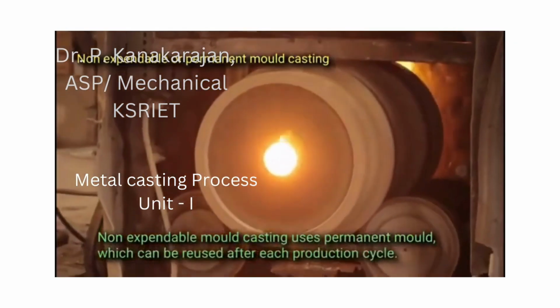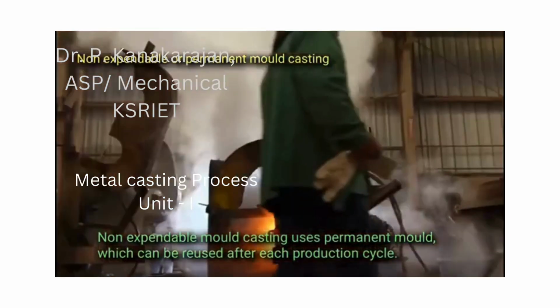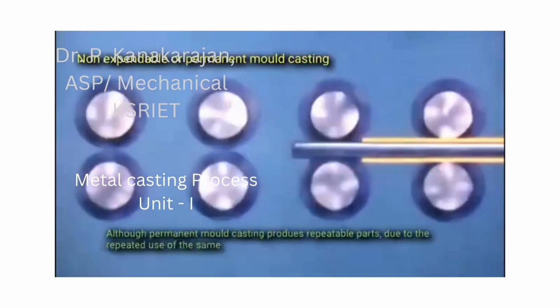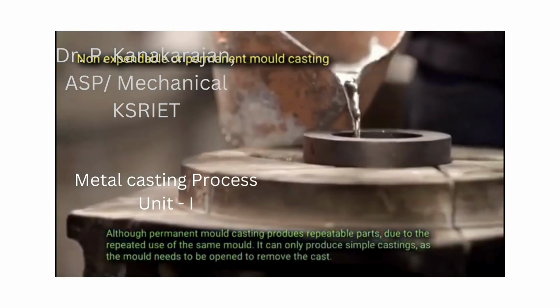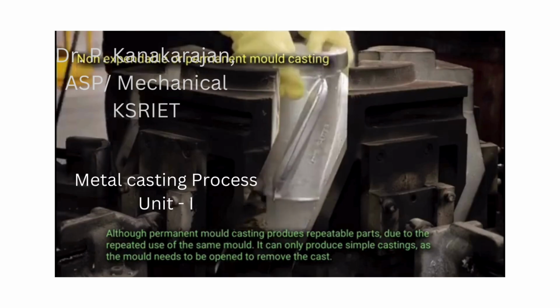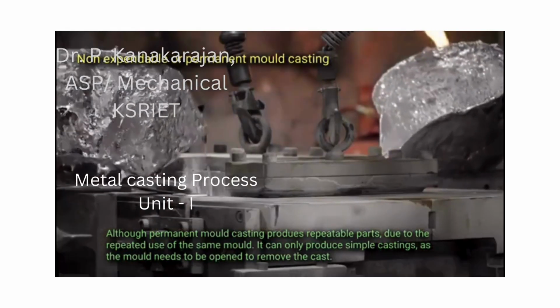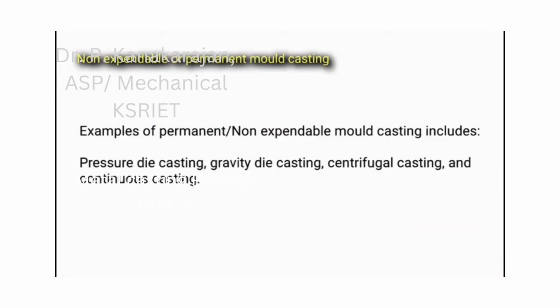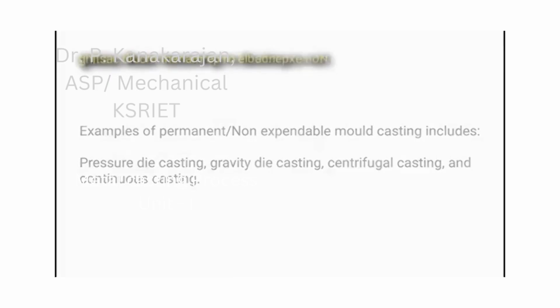Non-expendable or permanent mold casting. Non-expendable mold casting uses permanent molds, which can be reused after each production cycle. Although permanent mold casting produces repeatable parts due to the repeated use of the same mold, it can only produce simple castings, as the mold needs to be opened to remove the cast. Examples of permanent mold casting include pressure die casting, gravity die casting, centrifugal casting and continuous casting.